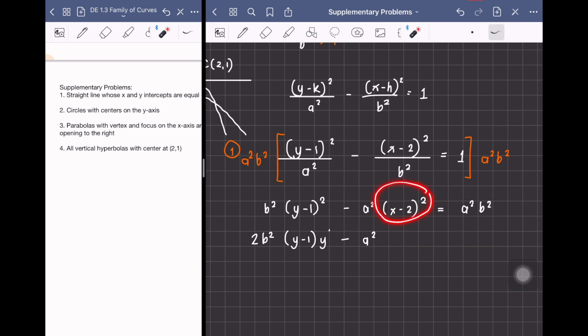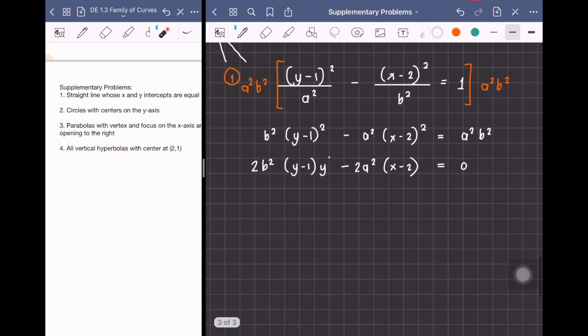And then take the derivative of x minus 2 squared. So that would be 2 times x minus 2 raised to 1 times the derivative of x minus 2, that would be just 1, so I won't write it anymore. And then equals, on the right side, this is a product of constants, meaning arbitrary constants still. When we take the derivative, it's still 0.